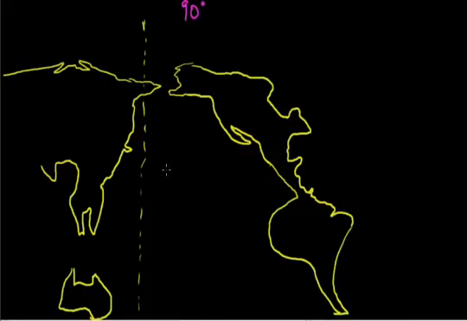Now as the 0 degree line is the international timeline, this line is called the international date line. Now just see, the sun is rising here.